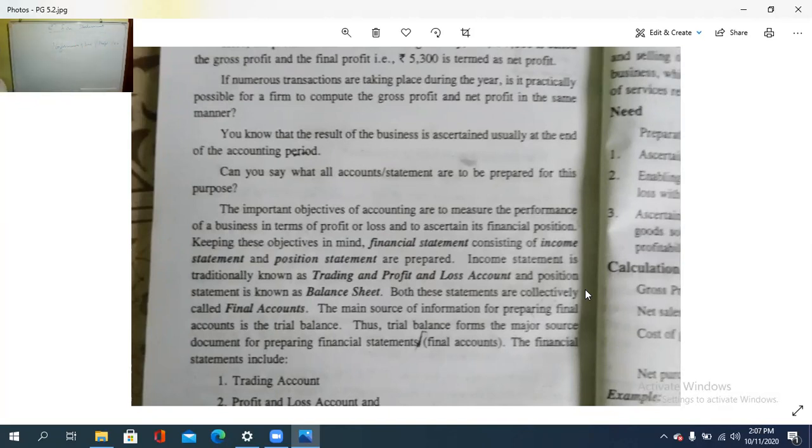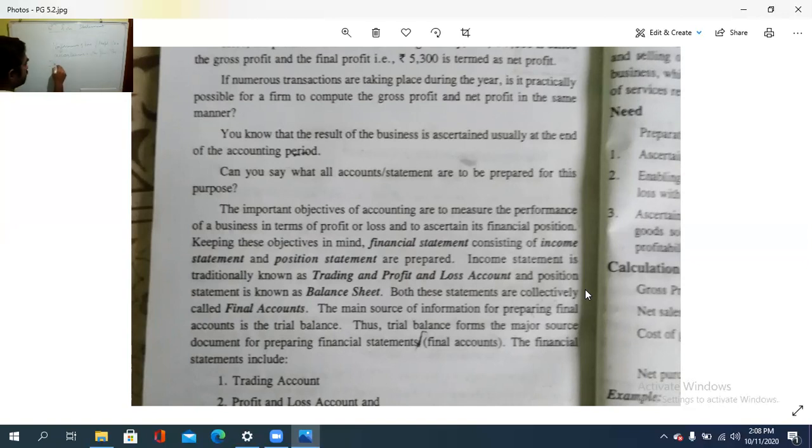To know whether it is profit or loss, and also ascertaining the financial position of a company or business. So these two things are the important objectives of accounting: to measure the performance of a business in terms of its profit or loss and also to ascertain the financial position of the company. Keeping these objectives in mind, financial statements consisting of income statement and position statement are prepared.